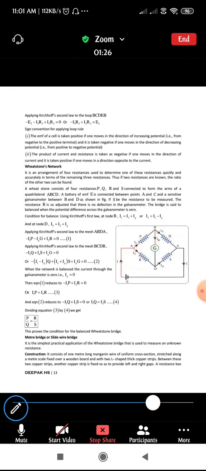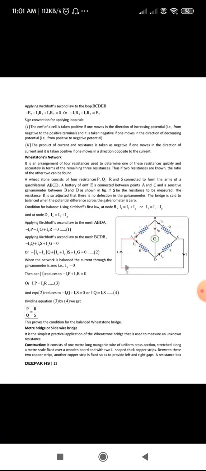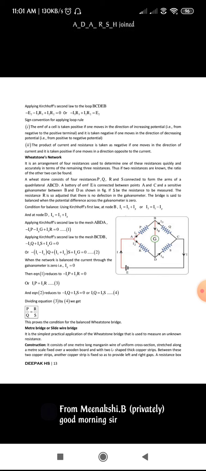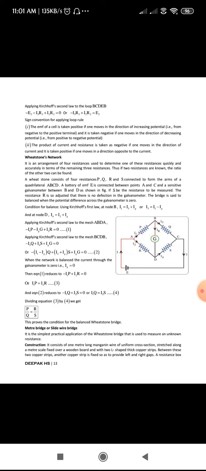So we shall have a recap of yesterday's class. In yesterday's class, we just went through the meter bridge or slide wire bridge. As you know, it is called a meter bridge or slide wire bridge because it consists of a 1 meter scale, and we are going to slide the jockey on the wire. Hence it is also called a meter bridge or slide wire bridge.